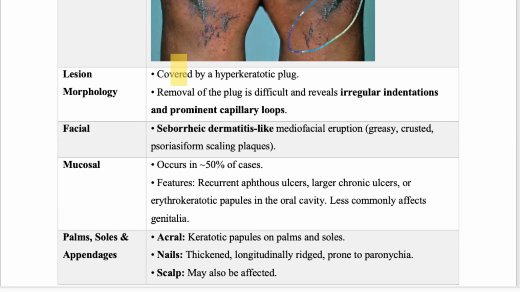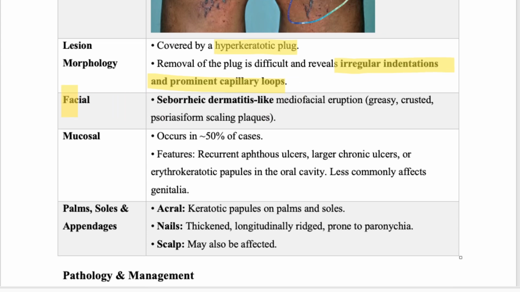So coming to the morphology, the lesions are usually covered by a hyperkeratotic plug. Removal of the plug is difficult and reveals irregular indentations and prominent capillary loops. If the face is affected in this condition, it will present as rosacea-like or seborrheic dermatitis-like changes. That is, in rosacea, there are going to be erythematous telangiectatic areas. But if it is seborrheic dermatitis-like, we can see yellow, greasy, crusted plaques, which oftentimes appear like a psoriasis-like scale. So we call them psoriasiform scaly plaques.